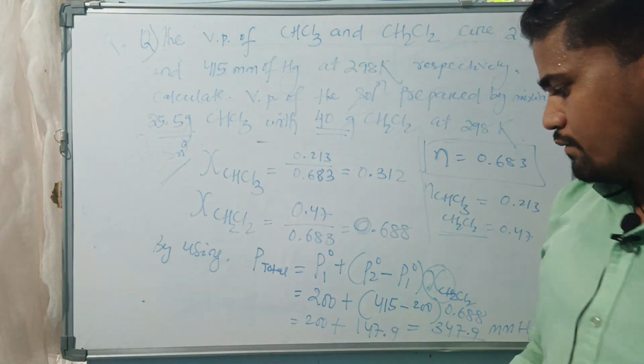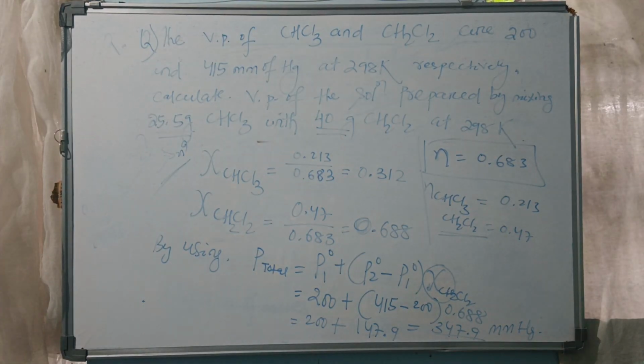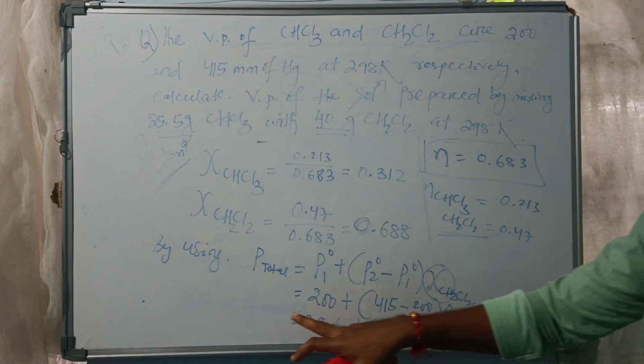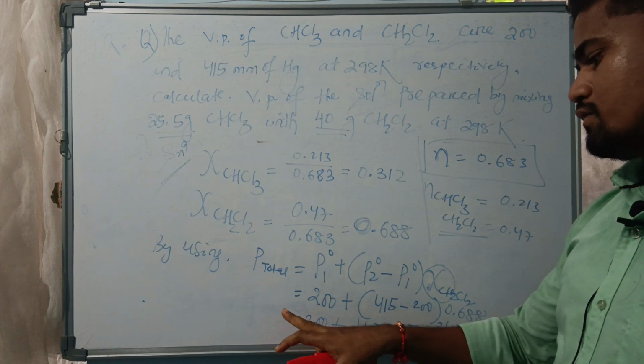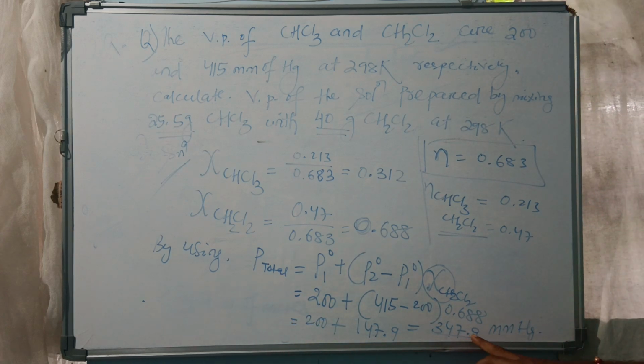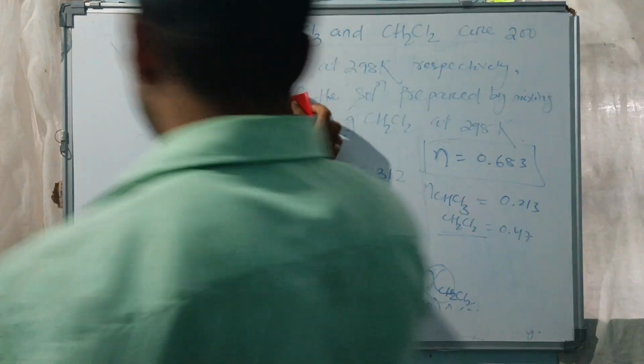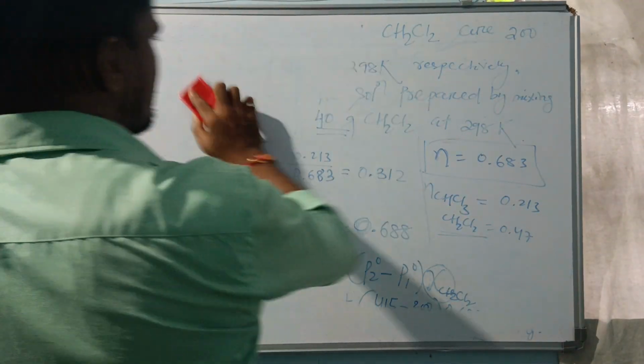Okay, so this is the answer: 347.9 mm Hg. This is the final answer. We are calculating the vapor pressure of the solution. So P total, that means the pressure of that solution, is equal to 347.9 mm Hg. Okay, so let's do one more question.